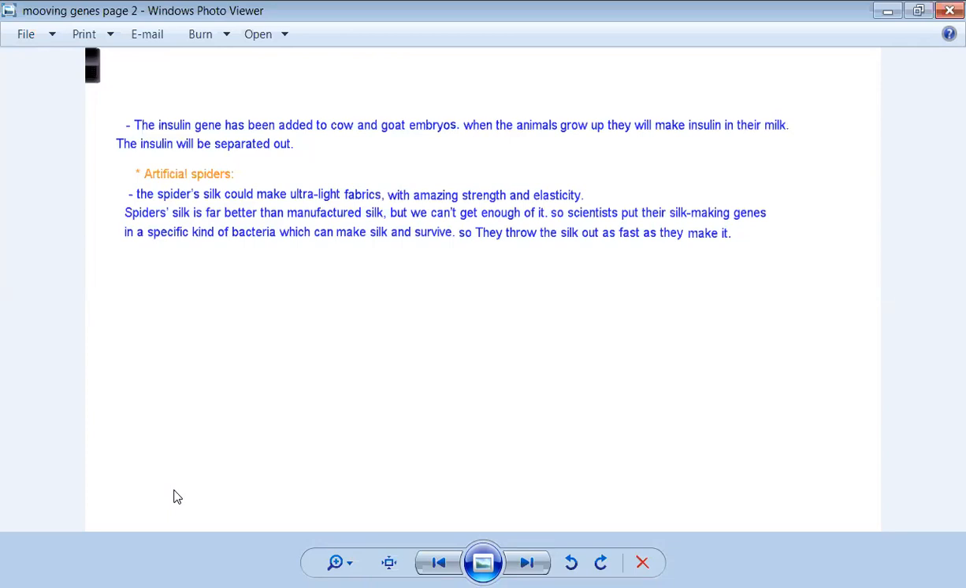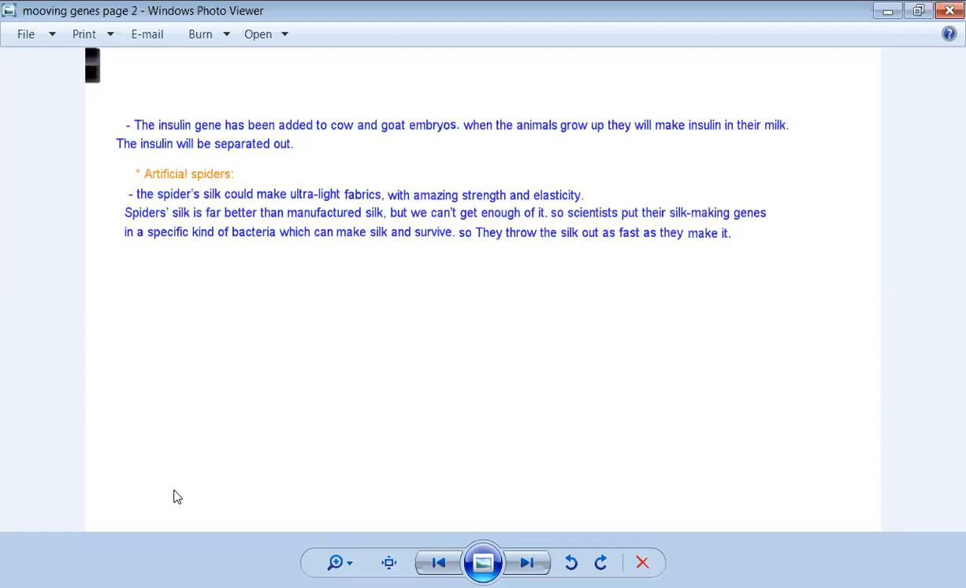Okay, artificial spiders. They call them artificial spiders. We all know about spider silk. You know the spider silk, right? When you touch it, how does it feel? Sticky. Like it contains something like liquid. It's elastic and strong. You cannot break it easily.